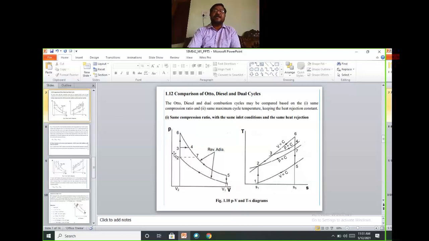For all cycles, compare 1 to 2. 1, 2, 6, 5, 1 is the Otto cycle, and the compression ratio is the same. 1, 2, 7, 5, 1 is the diesel cycle, but the 1 to 2 compression ratio is the same. 1, 2, 3, 4, 7, 5, 1 is the dual cycle, but the compression ratio 1 to 2 is the same. For the same compression ratio and same inlet conditions, with the same heat rejection 5 to 1, the area of the Otto cycle is more compared to the diesel, and the dual is in between the Otto and diesel.